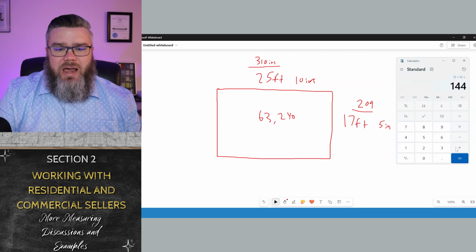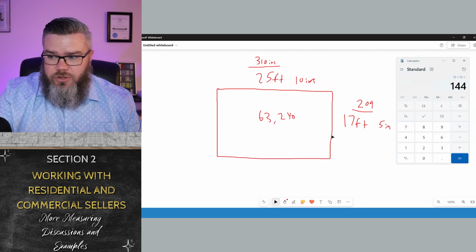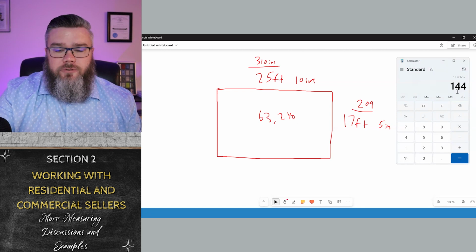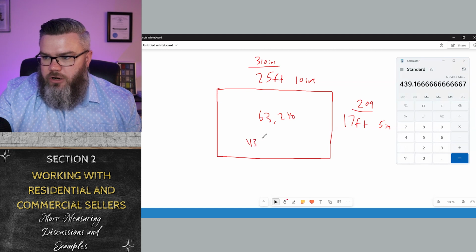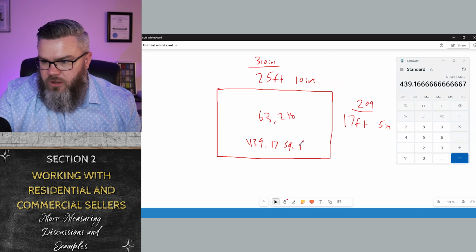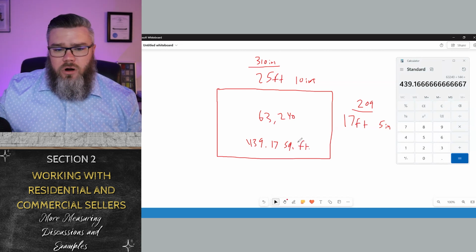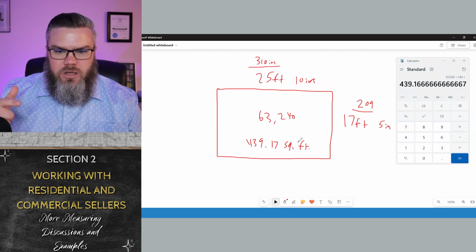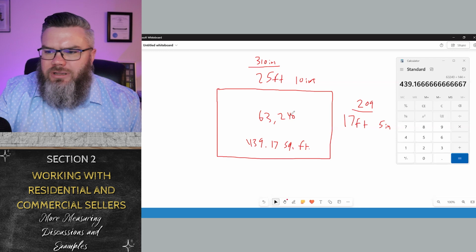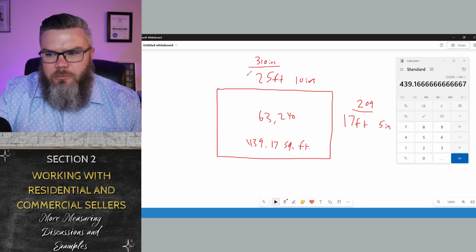In order to convert this back to square feet, you would have to take the square inches and divide it by 144. And so 63,240 divided by 144. Or in other words, this is 439.17 square feet. Now, I did the math. It works. Sure. Let me show you how to make your life so much easier. Okay? I'm going to leave my drawing up here, but I'm going to switch.